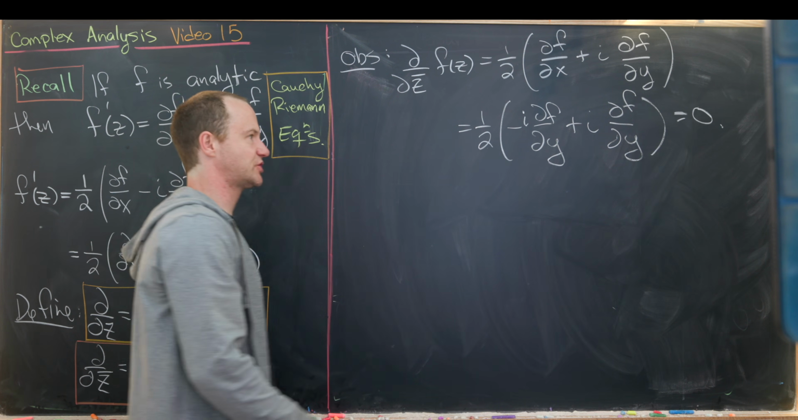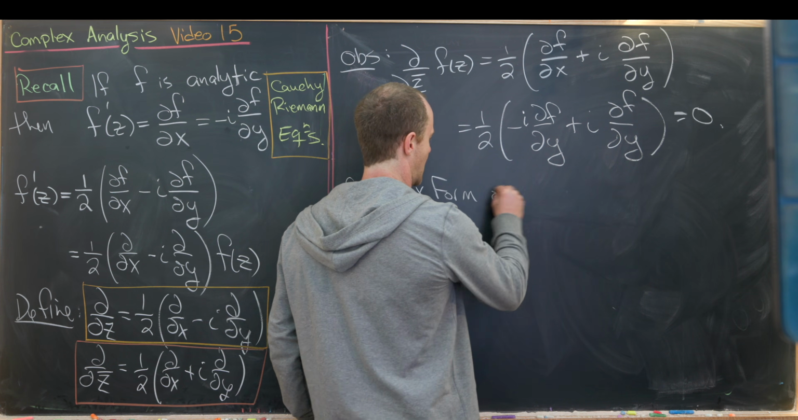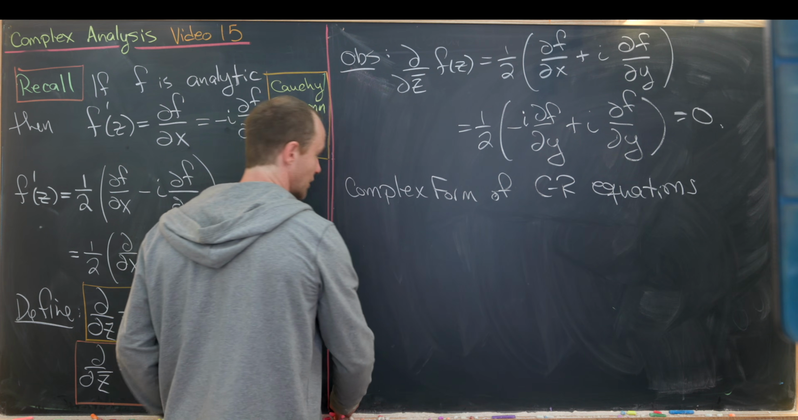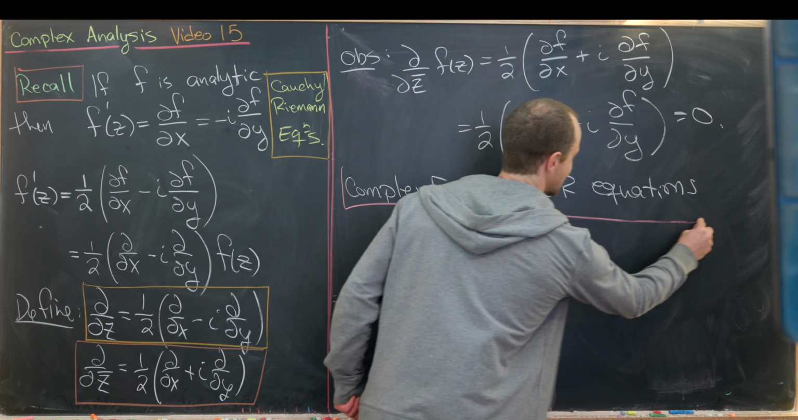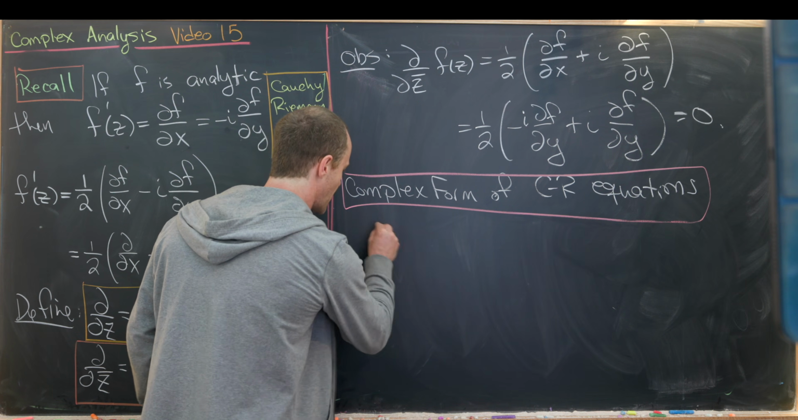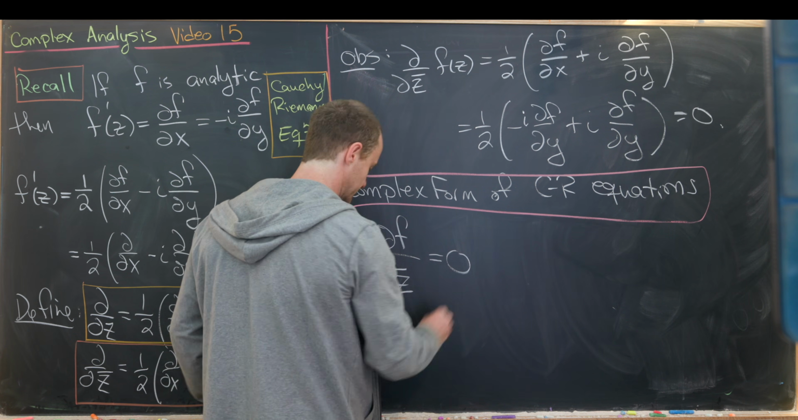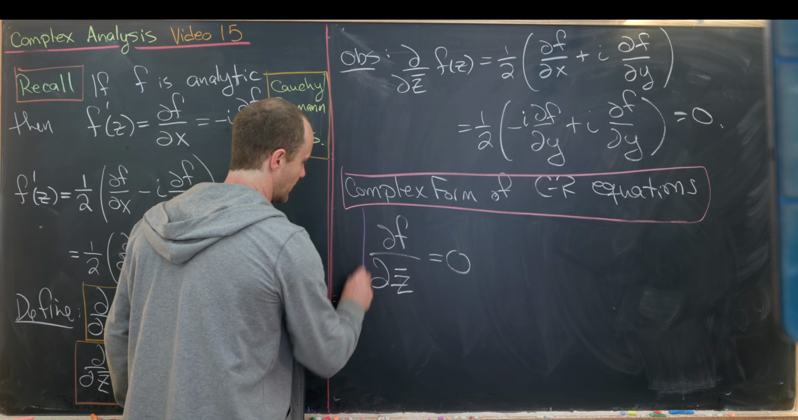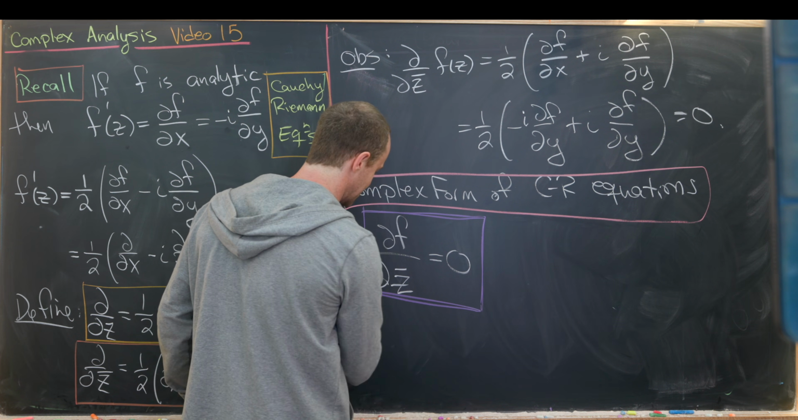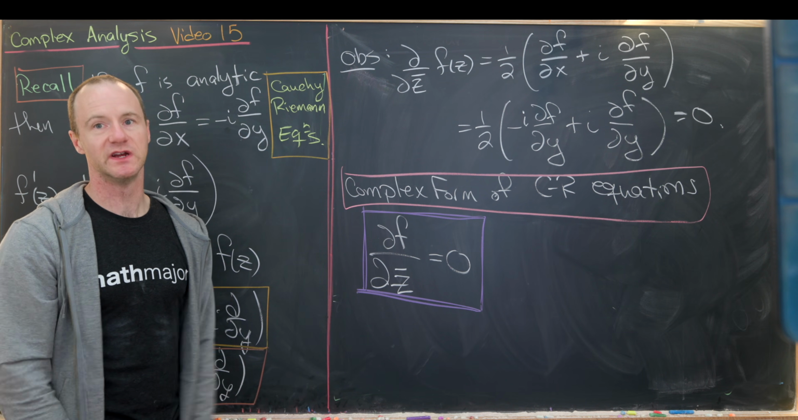And that leads us to a nice, tidy, complex form of the Cauchy-Riemann equations. It's a form that has maybe as few symbols as possible. And that would be the partial of f with respect to z bar equals 0. Okay, so I like to think of this as: a function is analytic if it doesn't contain any components that are equal to z bar.